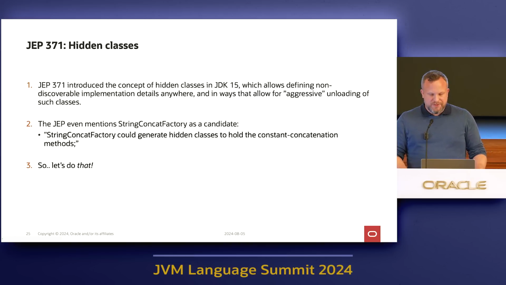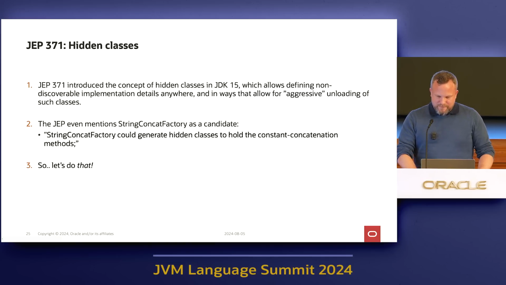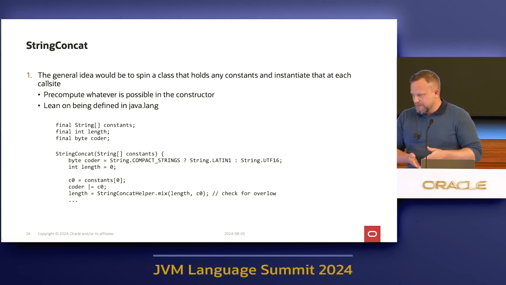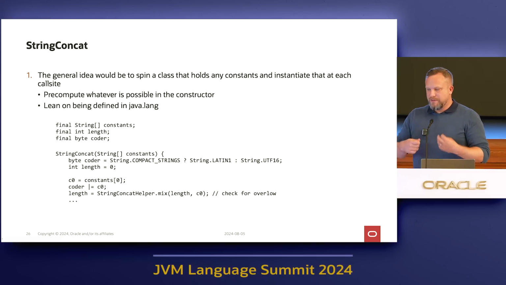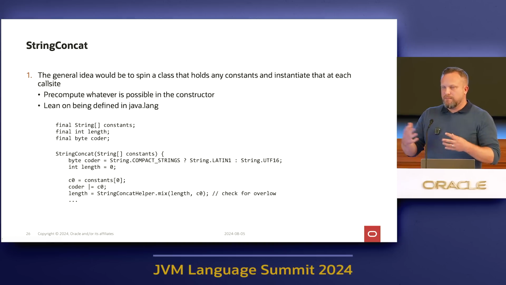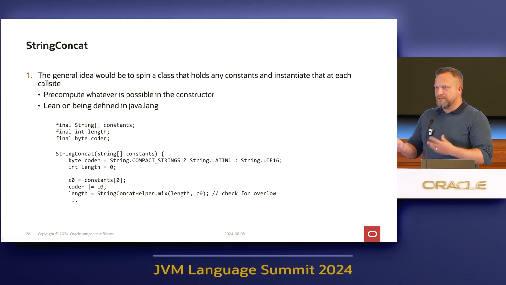And funnily enough, the JEP even mentions string concat factory as a candidate for what this feature is to be used for. It says plainly in the JEP that string concat factory could generate hidden classes to hold the constant concatenation methods. I don't know what the constant concatenation methods is, but let's do that. So the general idea would be to spin a class that holds constants and instantiate that at each call site. Pre-compute whatever is possible in the constructor and lean on being defined in java.lang. More or less what the method handle expression tree is already doing from the string concat factory.